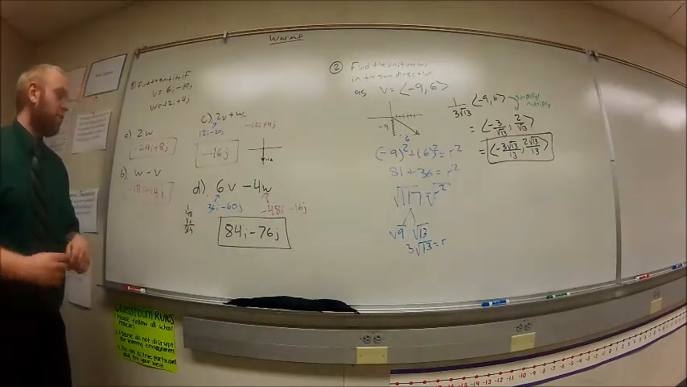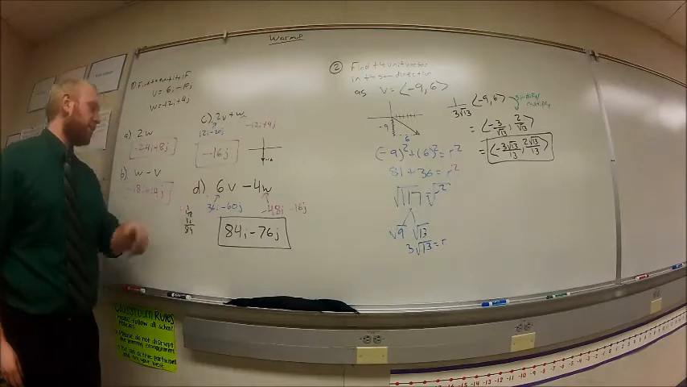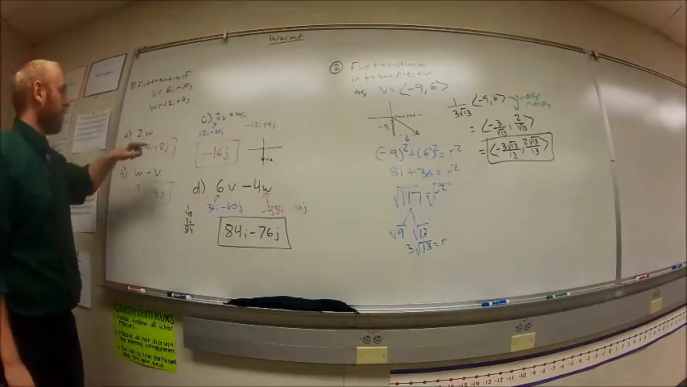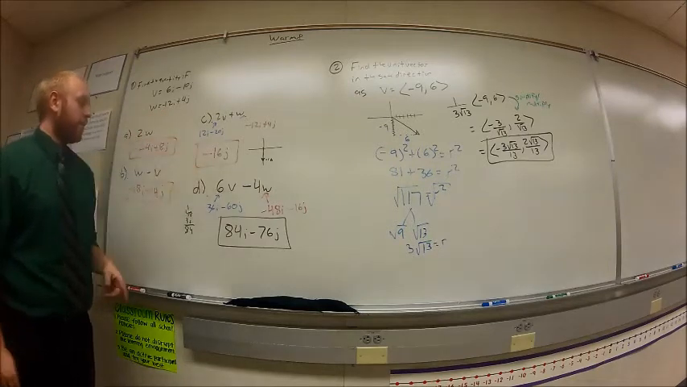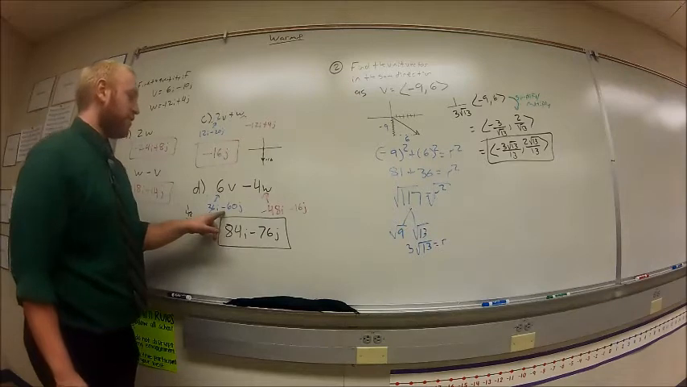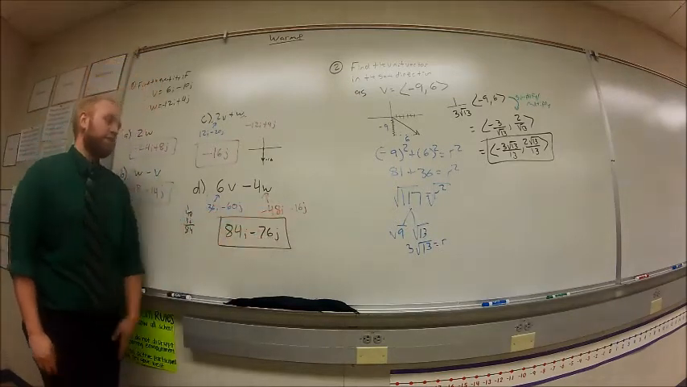Now, for 6v minus 4w, make sure you multiply v by 6, and multiply w by 4. And I did, and subtracted. 36 minus negative 48 is positive 84. Negative 60 minus 16 is negative 76.